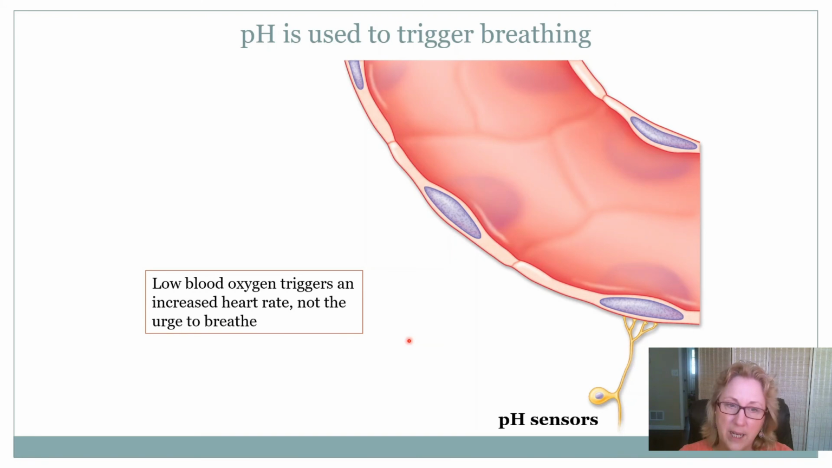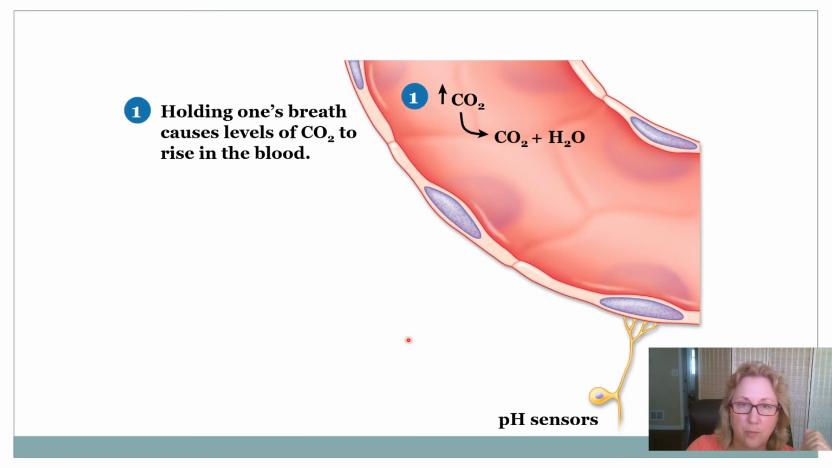So we do detect the amount of oxygen, but it does not trigger the urge to breathe. When you hold your breath, after 15 or 20 seconds, you start to get the urge to breathe. It's not because of low oxygen. Low oxygen increases your heart rate. It does not trigger the urge to breathe. The pH sensors that sense a pH change, that's what triggers the urge to breathe.